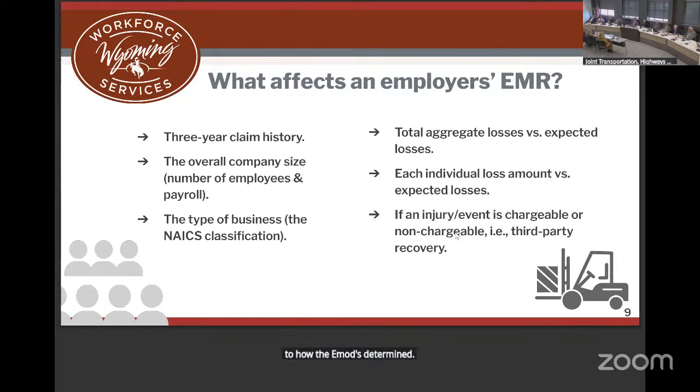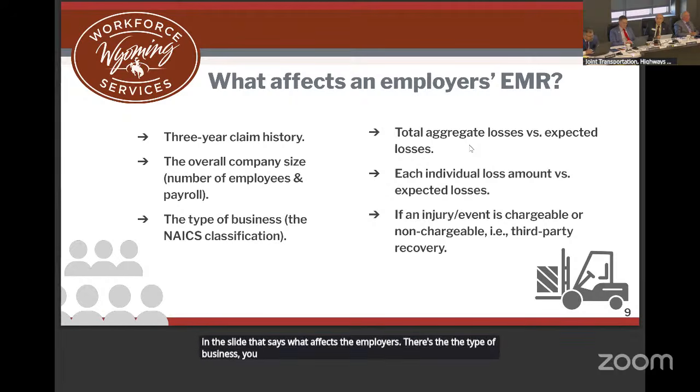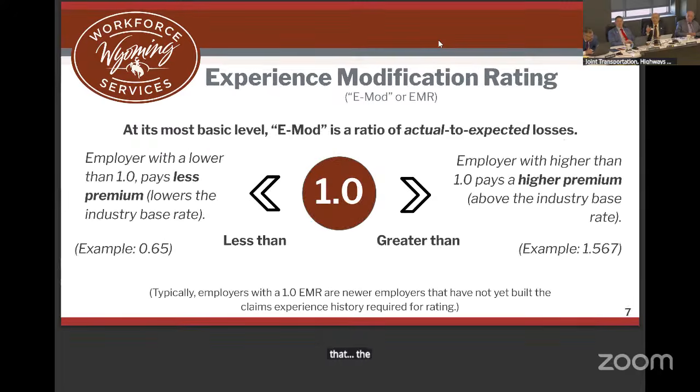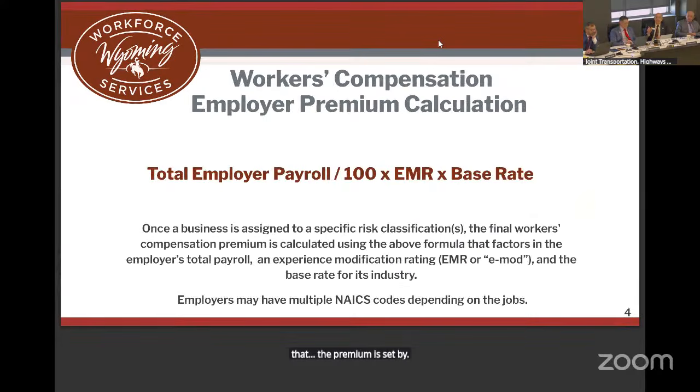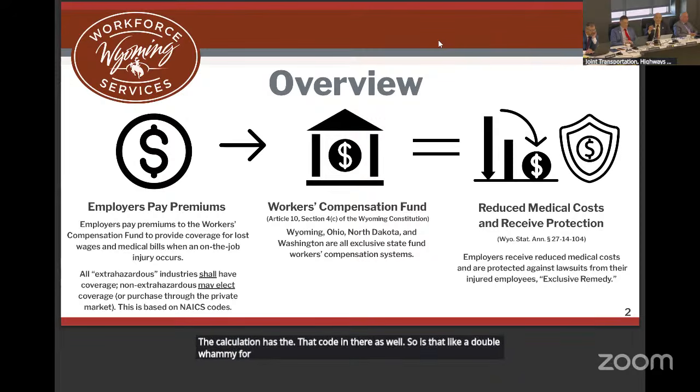Okay, Bill, I do have a follow-up. I just have one question. I noticed on the slide that says what affects the employer's EMR, there's the type of business, the NAICS code classification. But if you go back to your very first slide, the premium is set by a calculation that has that code in there as well. So is that like a double whammy for those classifications that are riskier?